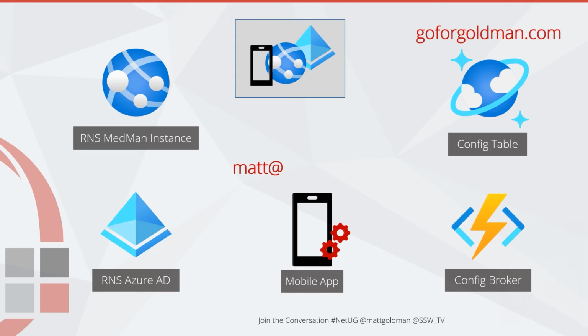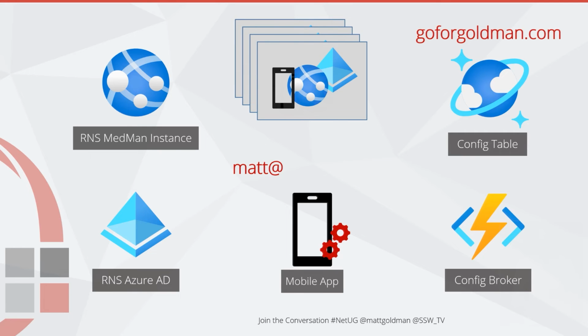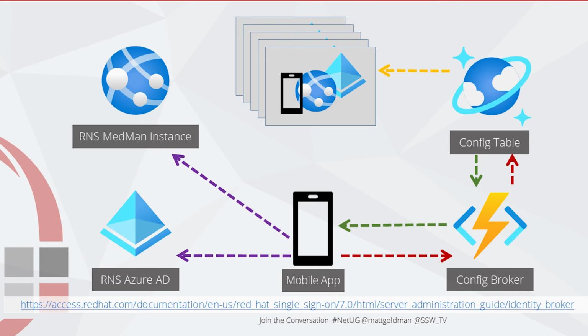And that config table can host that for all your different tenants. And you end up with something like this. So your app sends the email address off, you get the config. And this is a perfectly valid architecture. This is something that you can do, and this is something that takes place in the real world.